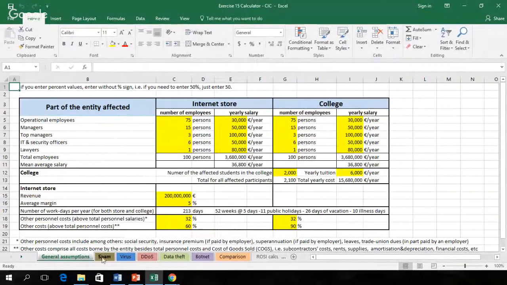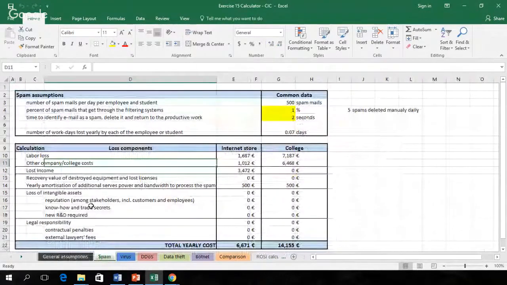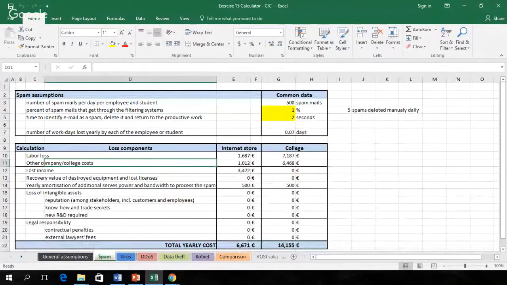Now I am going to talk about spam, the incident of spam, and how we calculate the cost. In this scenario, the institution is attacked by spam in a large volume. The installed filters are 99% effective. Hence, how much might it cost to deal with the remaining 1%?